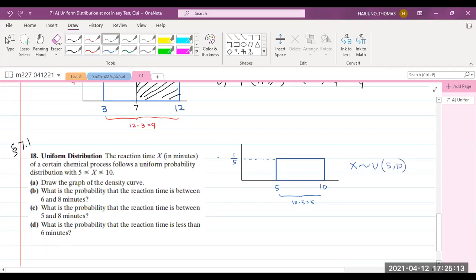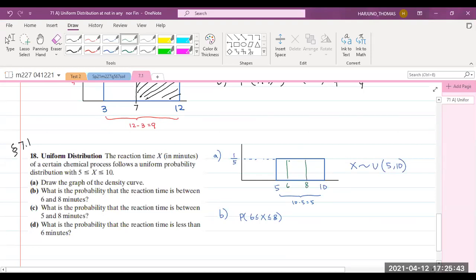Part A, draw the graph of the density curve. That's the density curve. Part B, what is the probability that the reaction time is between 6 and 8? Probability that X is between 6 and 8. From 6 to 8, approximately here.